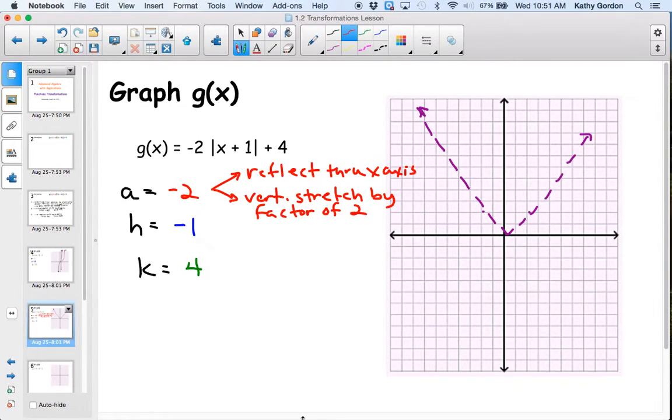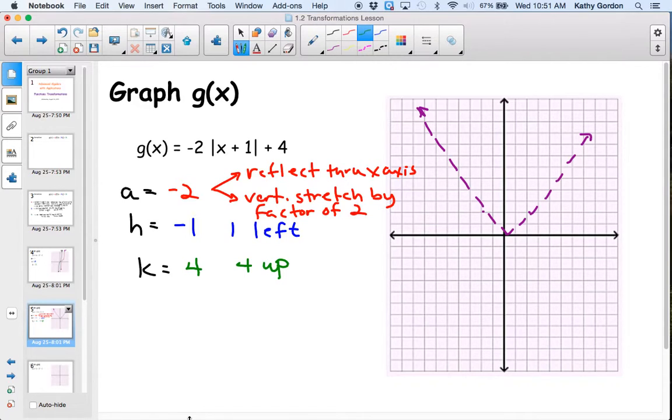So I probably should go back for a second. Where I said that we say it's by a factor of A, we should probably say it's by a factor of absolute value of A, because we don't usually include the negative when we talk about the factor of the stretch or the shrink. So if you go back to that part in your notes, make it factor of absolute value of A. Okay? What effect is my negative 1 going to have? 1 to the left. And what effect is my 4 going to have? 4 up.